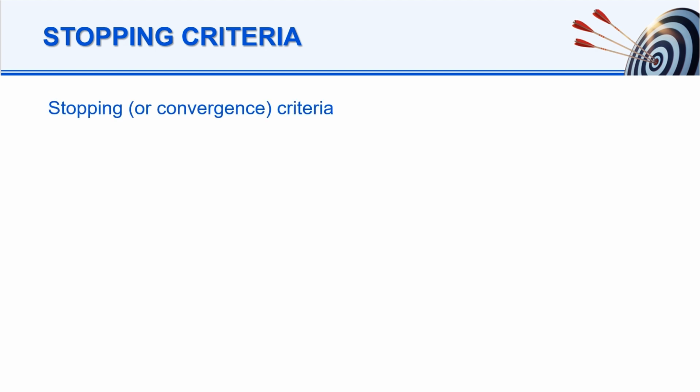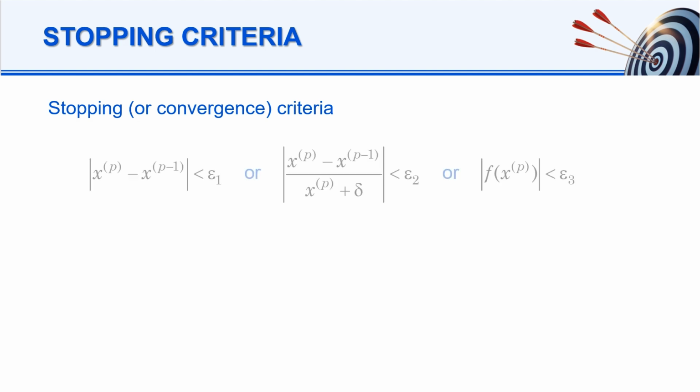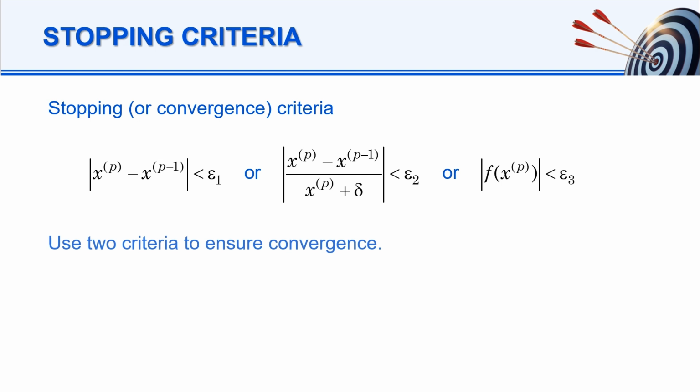Several stopping criteria can be applied either in terms of absolute or relative error or absolute value of the function for the current estimate. In the relative error criterion, a small number, delta, may be added to the denominator, preferably in the order of machine epsilon, to ensure convergence in the case of zero or very small roots. It is prudent to use two criteria to ensure correct estimation in the case of very small or very large roots.